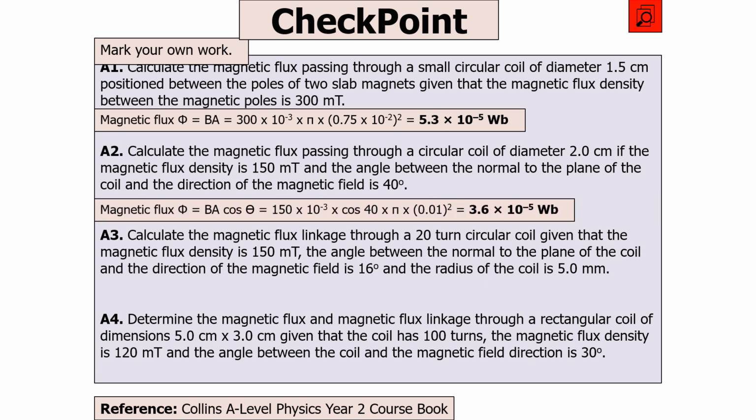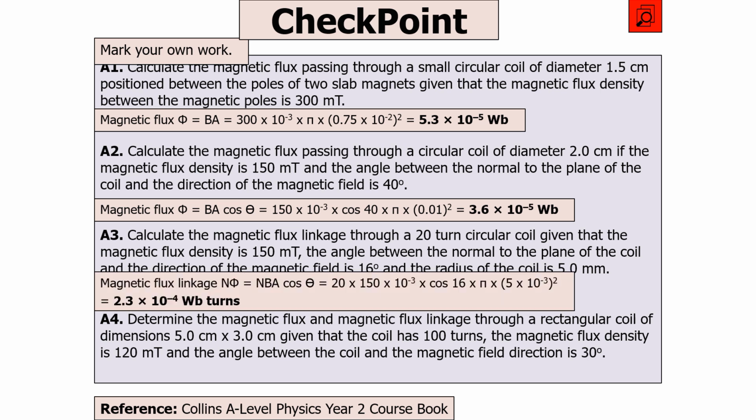Now again, we've got an angle, so it's BA cos theta now. So therefore it's 150 times 10 to the minus 3 times cos 40 times pi r squared. Remember, we're given the diameter, turn it into meters, half it, so you can work it through to be 3.6 times 10 to the minus 5 webers.